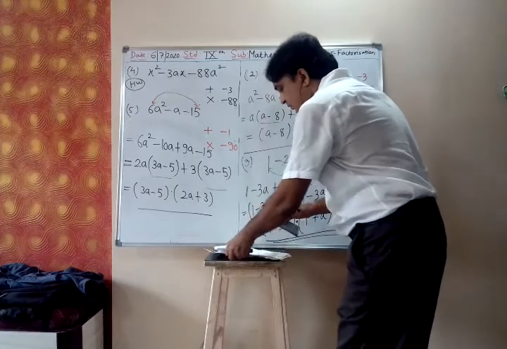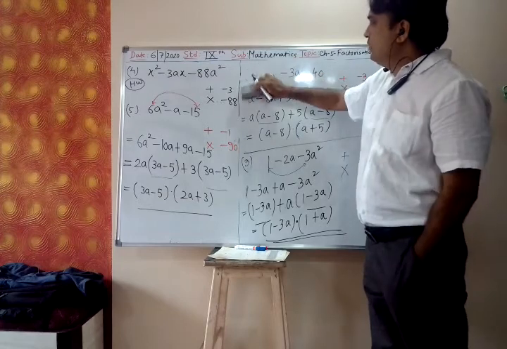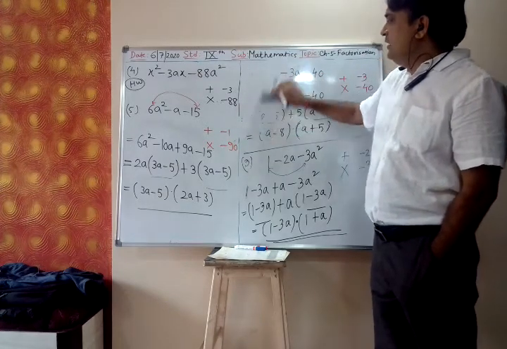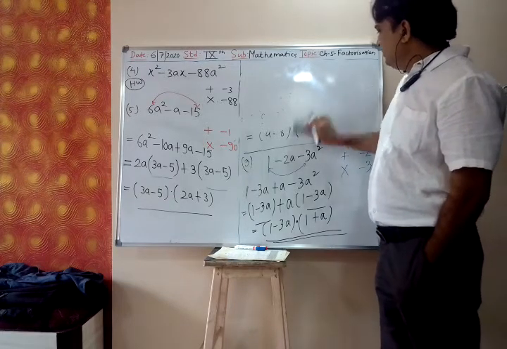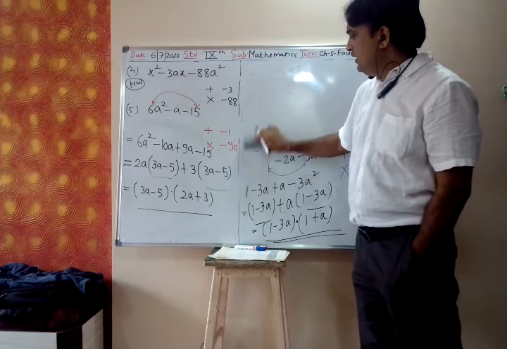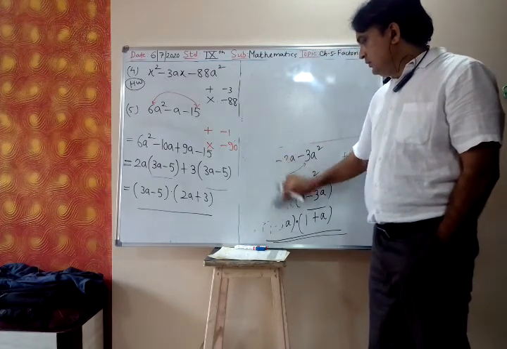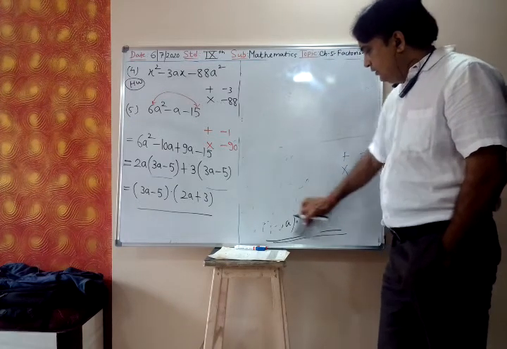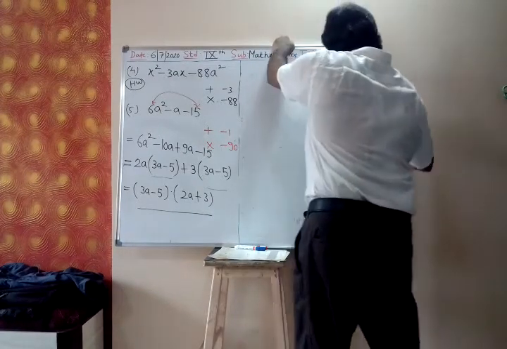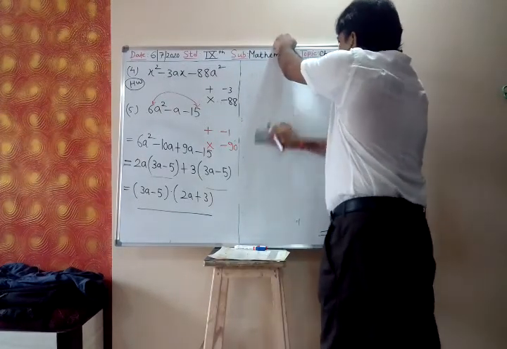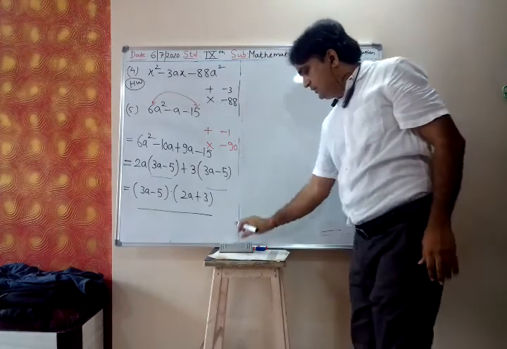So you have to be careful while factorization. You have to see whether the coefficient of a square is 1 or not 1. If it is 1, directly you take the last term. But if it is not 1, you have to take the multiplication of the coefficient of a square and the last term. Let me write 6-1, because if I solve 6-1 you will get more confidence.